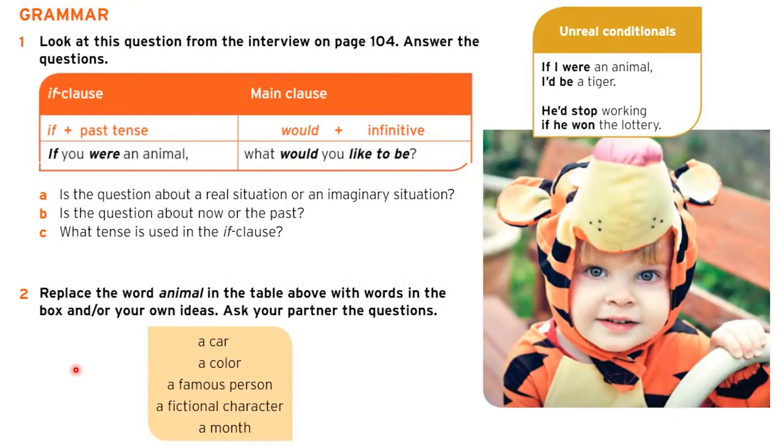Let's see. In the second exercise we have, replace the word animal in the table above with words in the box and or your own ideas.